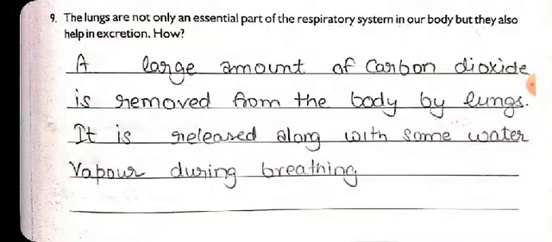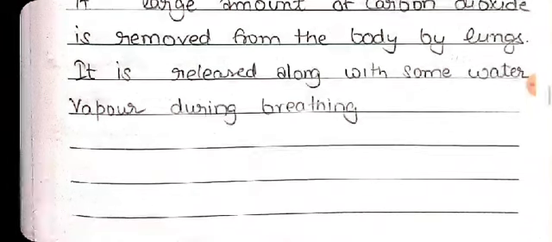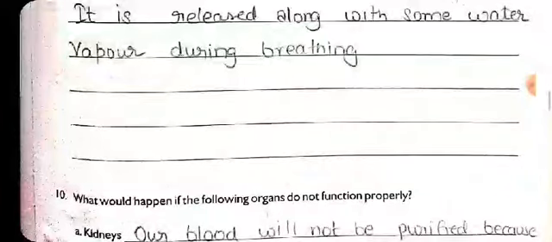Next comes: the lungs are not only an essential part of the respiratory system in our body, but they also help in excretion. Yes, we know that we breathe in oxygen with the help of lungs, and they also help in removal of the waste product, carbon dioxide, which is produced in our body during respiration. So carbon dioxide is removed from the body by the lungs, and it is released along with some water vapors during breathing, right? तो साथ साथ कार्बन डाइऑक्साइड की थोड़ा सा वाटर वेपर्स भी along with it goes out of the body.